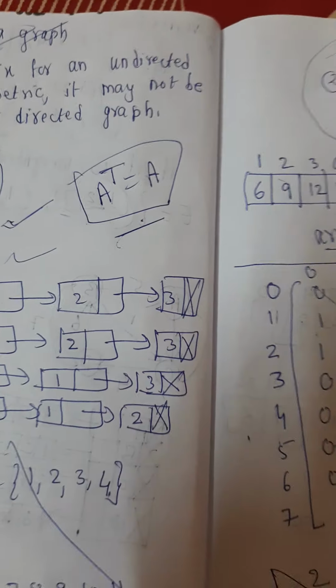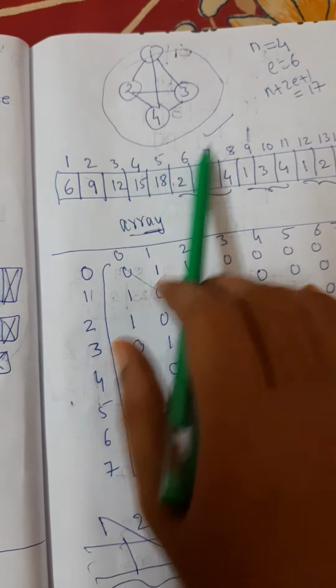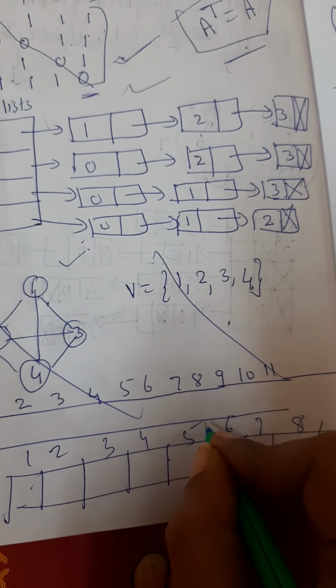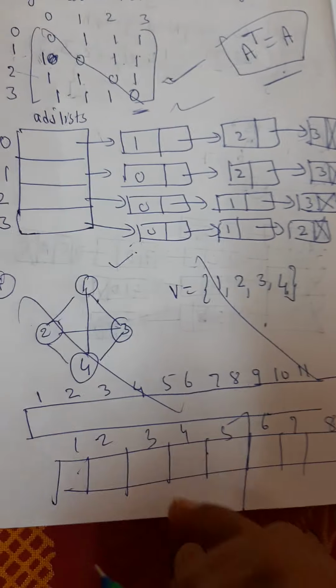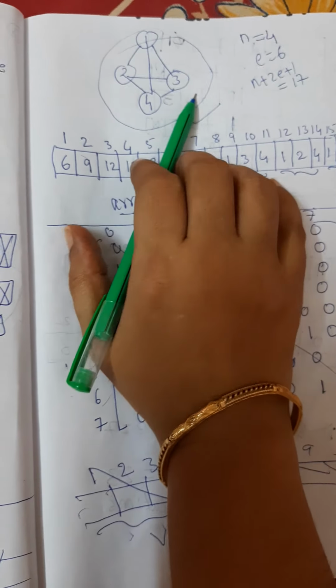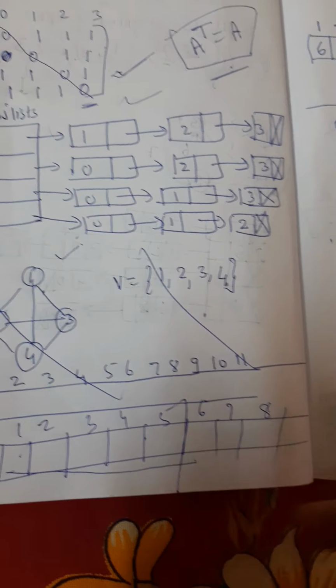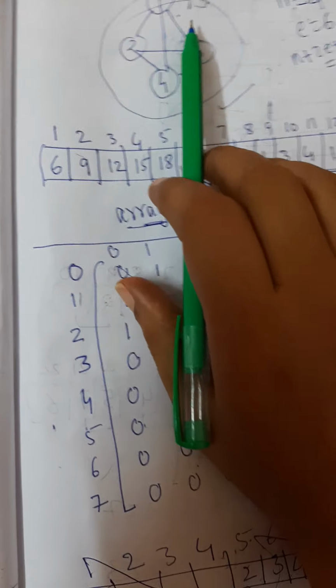Sorry, a small mistake here I have done. I said we have 4 vertices. So 4 vertices we are considering, and the 5th vertex also we have to leave. So 4 vertices and one more place also I am leaving here. That means up to 5 these are empty. Now we will start.